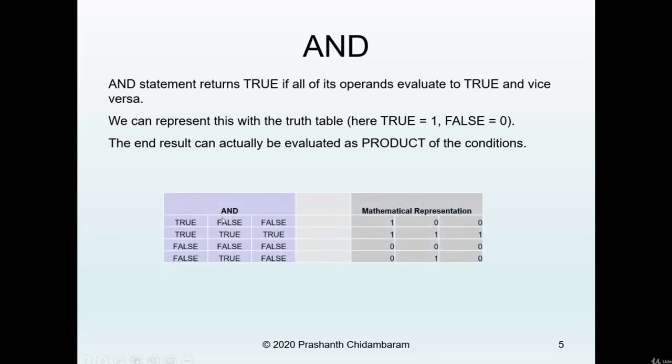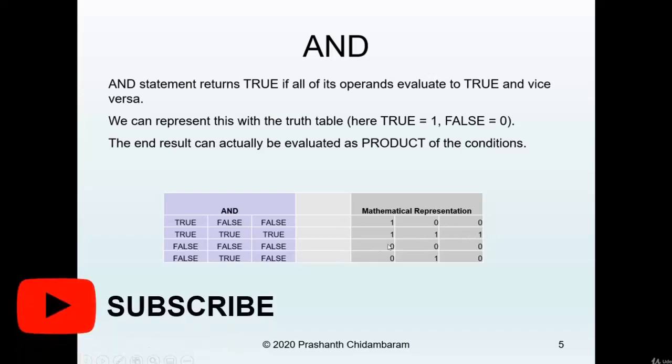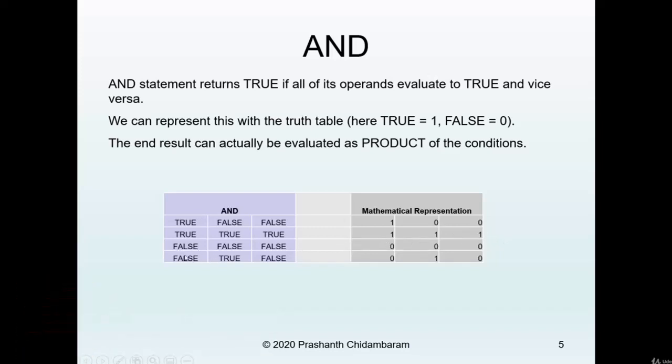Now let's look at the example. True is 1, false is 0, so 1 times 0 is 0. True is 1, true is 1, 1 times 1 is true again, which is 1. So if all are 1s, the result is 1. Similarly, if all are false, the result is false, 0. And false is 0, true is 1, 0 times 1 is 0.